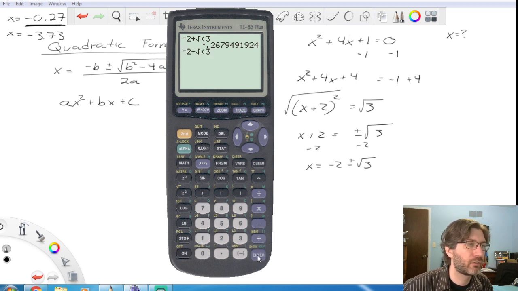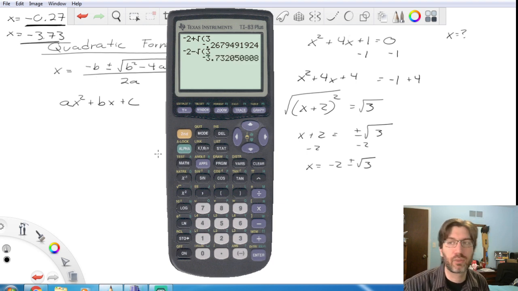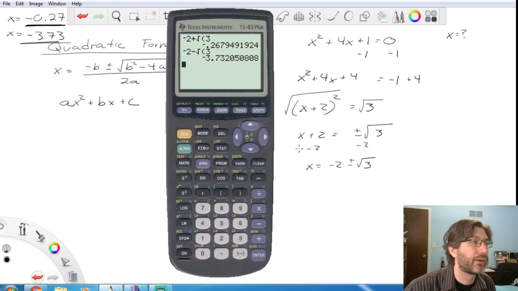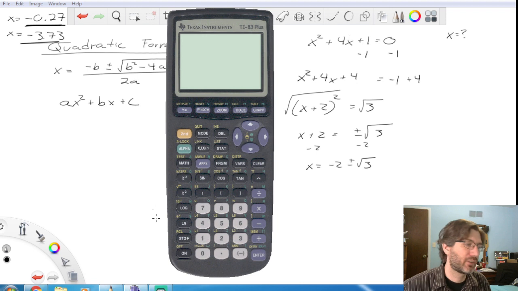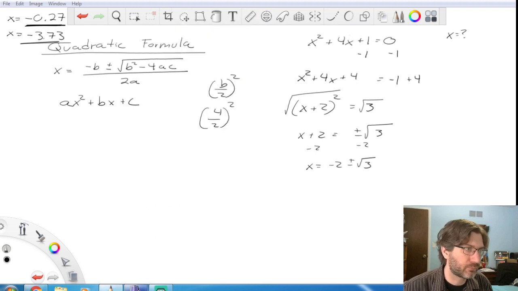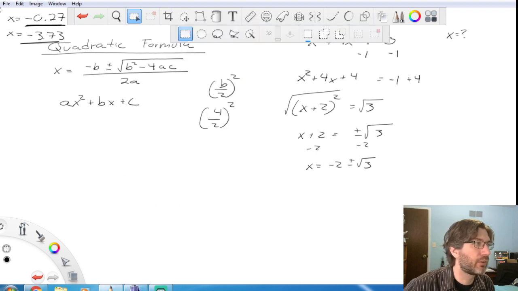We do the subtraction version of that. You get your negative 3.73. So you can do it either way. The formula might be a little nicer if you have really ugly numbers, because then you just plug it into your calculator and solve it. But completing the square is, I think, the fun way to do it. So I guess it's personal preference. So let's go ahead and look at another example.